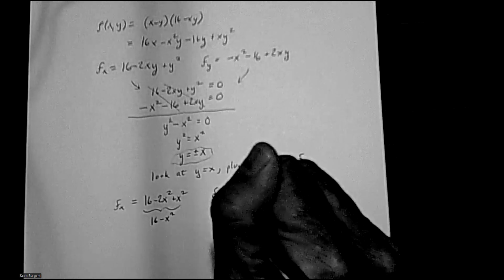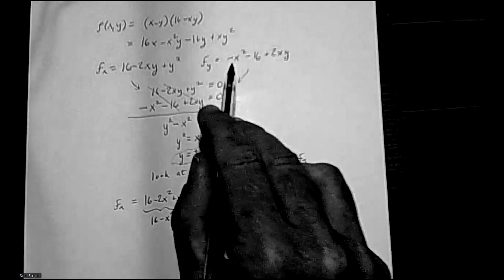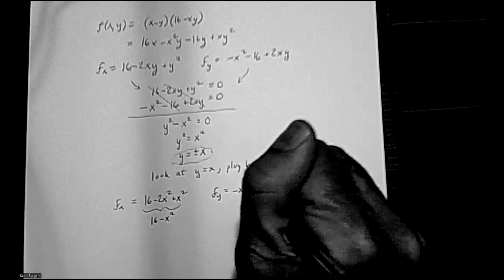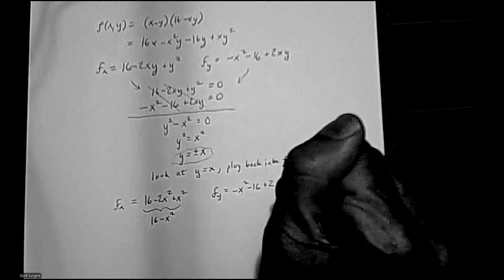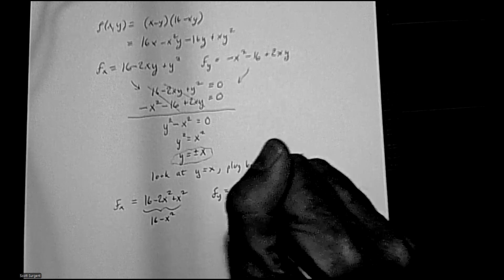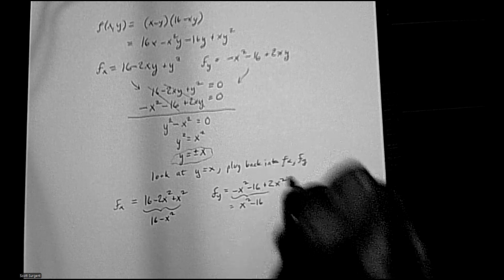Now if I do it for f sub y, I'm replacing y with x. So that's negative x squared. Let me write it. That y is now an x, so it's x squared. And notice you get the same thing, actually. You get x squared take away 16. Well, they're different by a negative.